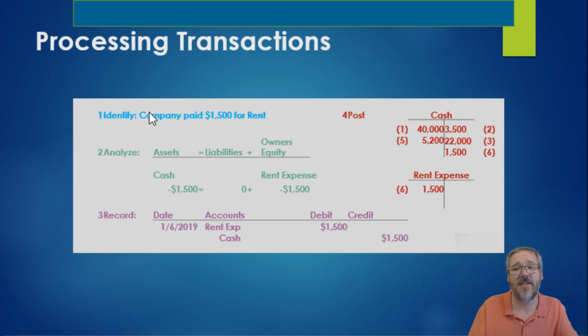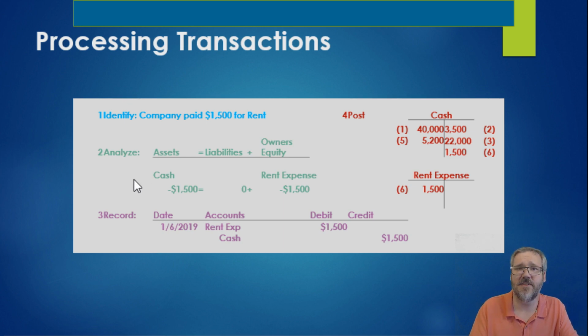All right, so on the 6th, weird day to pay rent, but why not? Maybe it's just a day late. Maybe we're supposed to pay it on the 5th. I don't know. I don't write any context into these things, but I've got to identify my transaction: the company has paid $1,500 for rent.